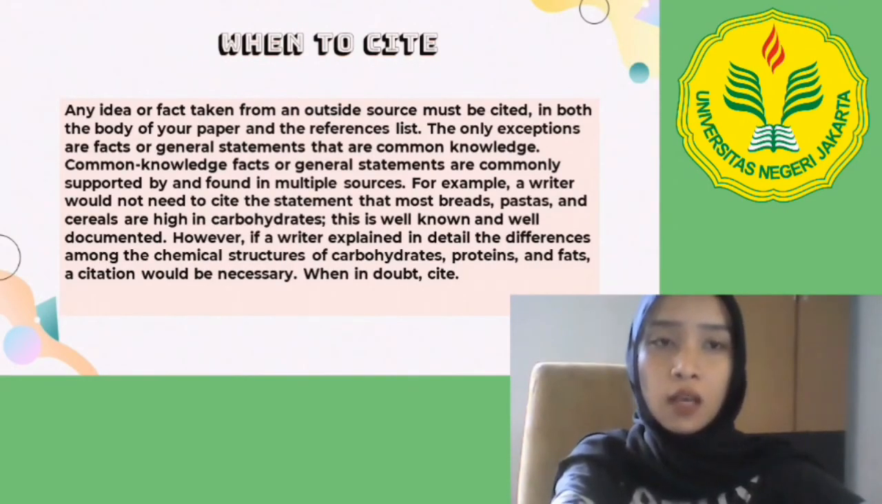Then, when to cite. Any idea or fact taken from an outside source must be cited in both the body of your paper and the reference list. The only exceptions are facts or general statements that are common knowledge. Common knowledge facts or general statements are commonly supported by and found in multiple sources. For example, a writer would not need to cite the statement that most breads, pastas, and cereals are high in carbohydrates. This is well known and well documented.